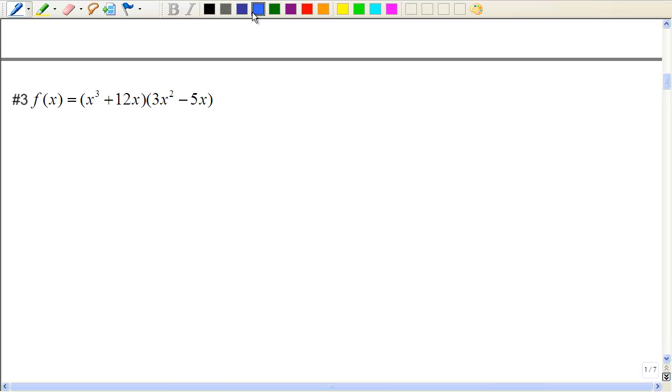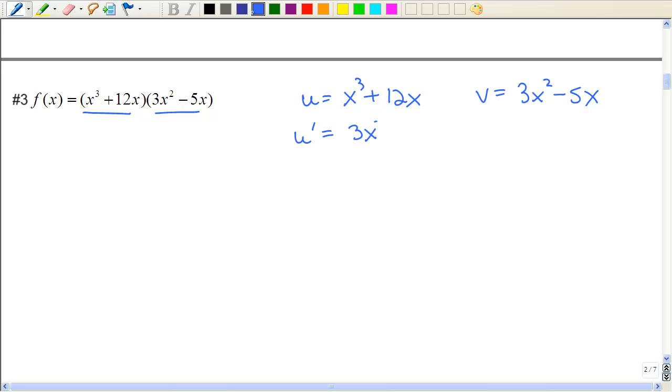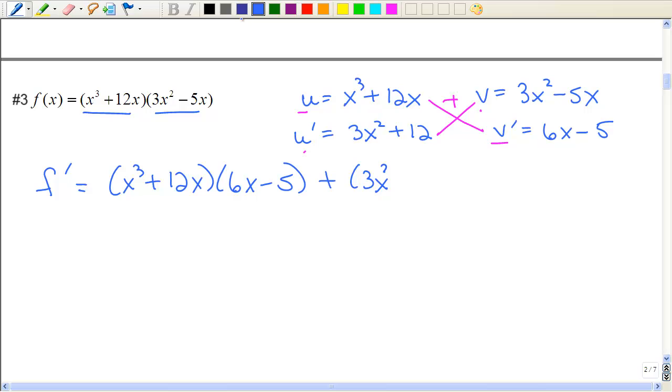For this next one, again, we could multiply that out. It's really not that bad, but let's practice that product rule. So those are the two functions in the product. Now take the derivative. I'm going to multiply the first times the derivative of the second plus the second times the derivative of the first. It really should not matter what order you do this multiplication in. And I'm just going to stop there.